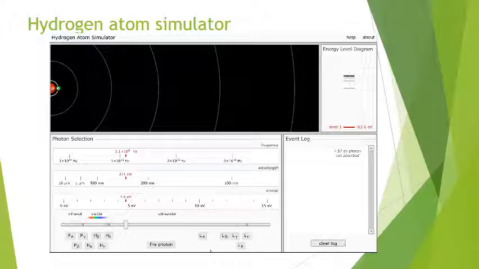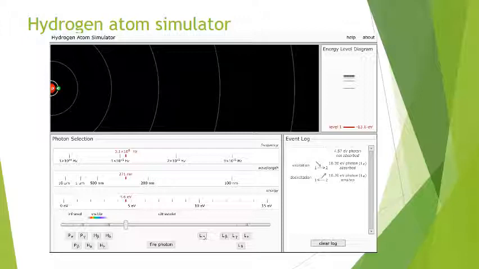Now notice that you've got these different little buttons down here. These stand for the different types of photons that you can fire at your electron. The L stands for Lyman, the P stands for Paschen, and the H's here stand for Balmer. And again, this is something you can read up in the book. But let me go ahead and shoot a Lyman alpha. Notice that that was absorbed. It kicked the electron from its ground state up to its first excited state. That was the Lyman alpha.